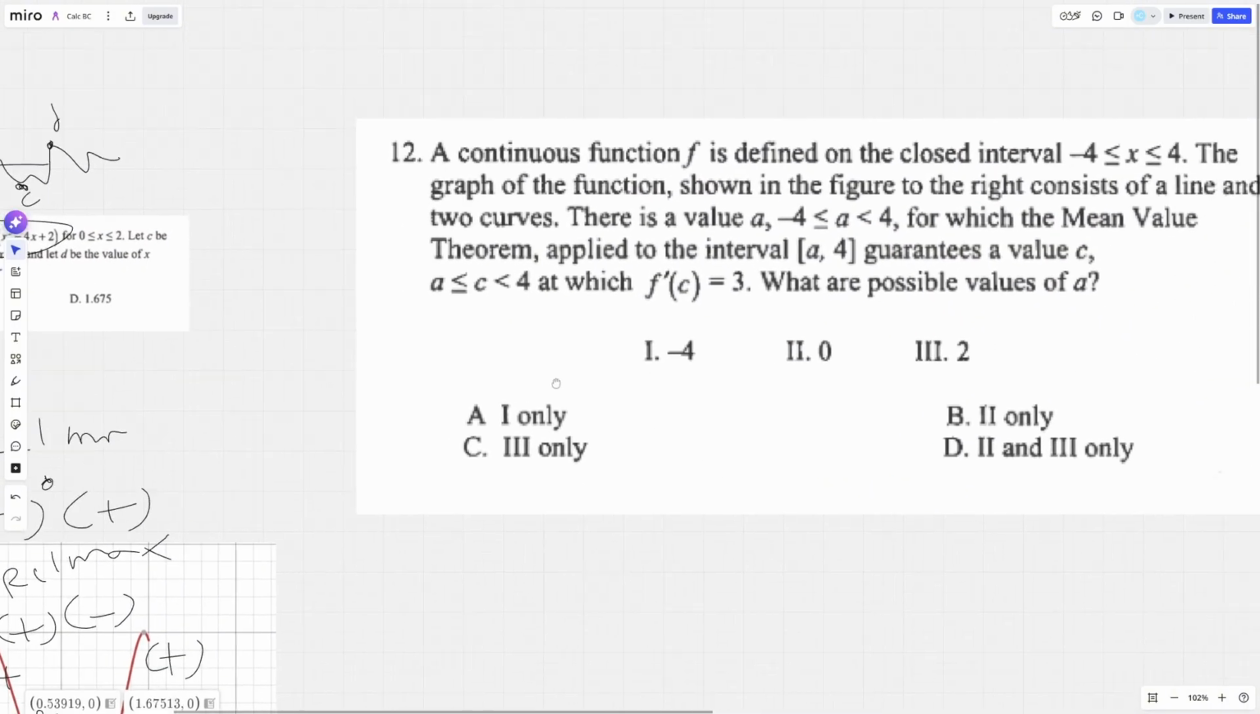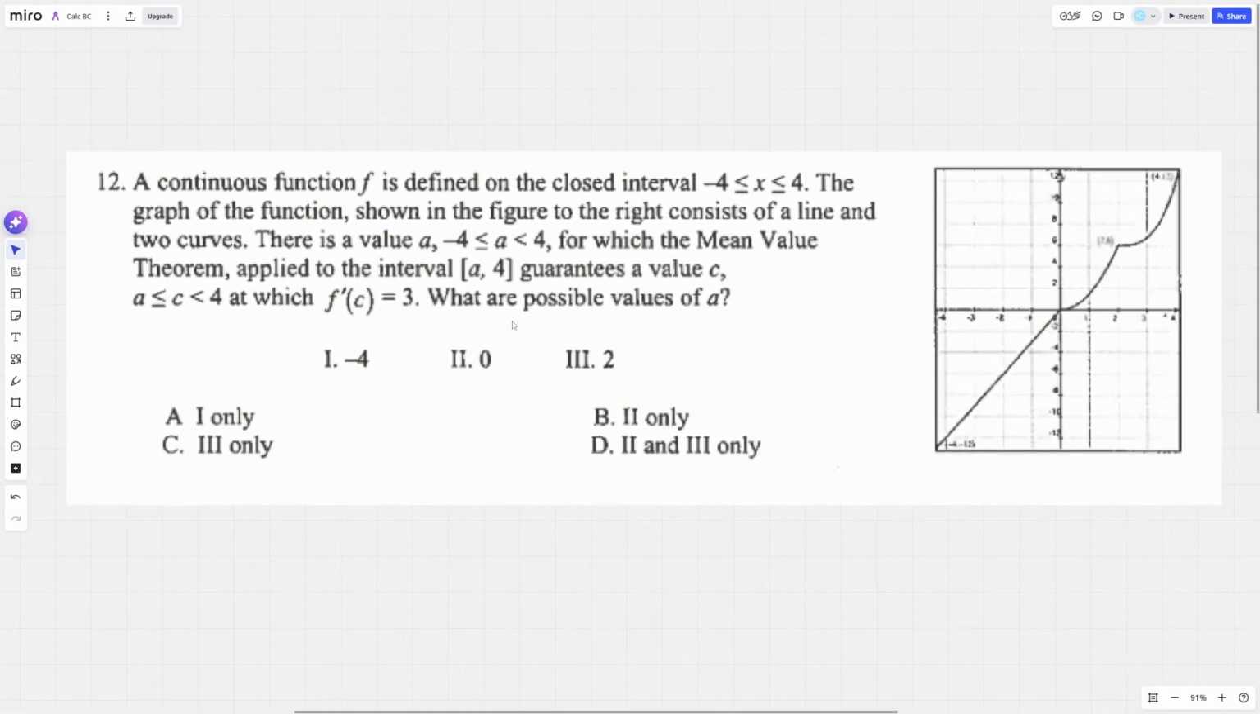Next we have a continuous function f defined on the closed interval -4 less than or equal to x less than or equal to 4. The graph of the function shown in the figure to the right consists of a line and two curves. There is a value a, where a is greater than or equal to -4 and less than 4, for which the mean value theorem applied to the interval a to 4 guarantees a value c in the interval a less than or equal to c less than 4, at which the derivative at c is equal to 3. So what are the possible values for a?